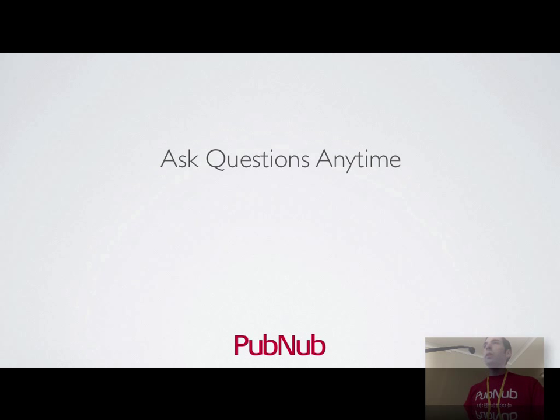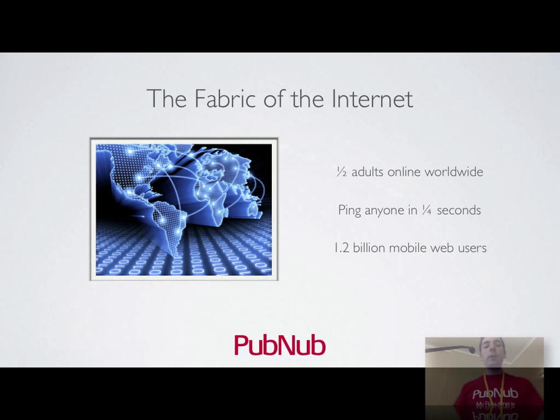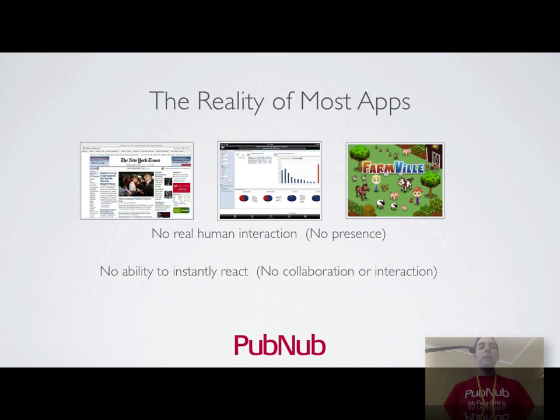But on the way, I'm going to be telling you about the general fabric of the internet. Currently 50% of the world's adults are online across the earth, and you can ping any of those adults in like a quarter of a second. There are 1.2 billion users on mobile. And the reality of this is that you can't really interact with those other people. There's no human interaction, and there's not really a way to collaborate.